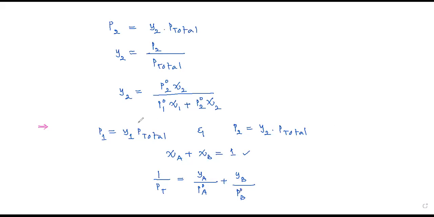Now in this case, we need to again consider what P total is, in terms of X1 and X2. Even here also, we can actually take it as X1 plus X2 is equal to 1. Of course, we can have two more steps, but it can be directly written as this, considering all the other relations in terms of X1 and X2.